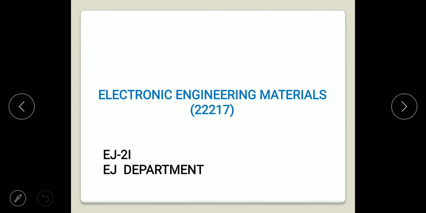Subject is Electronic Engineering Materials 22217 of the department EG. Same is second sem. So in a previous video we are done with the energy band diagrams of the solids. Now in this video we will see the mechanism of the current flow and the difference between the conductors, semiconductors and insulators. So let's see.